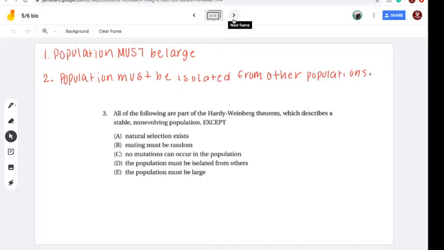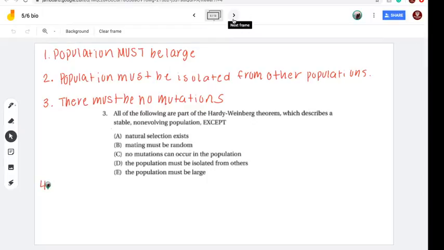So there must be no migration of organisms into or out of the gene pool because that could alter the allele frequencies. And thirdly, there must be no mutations. A mutation in the gene pool could cause a change in allele frequency or introduce a new allele. So that's why you cannot have a mutation.